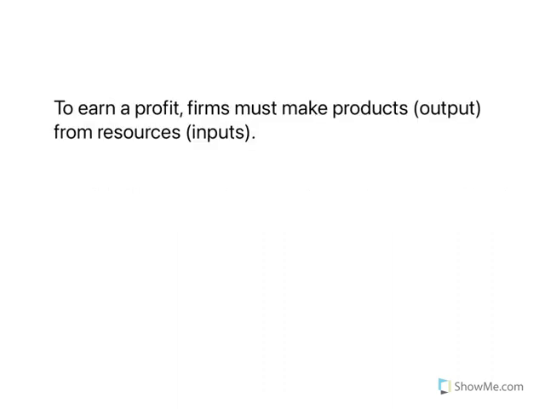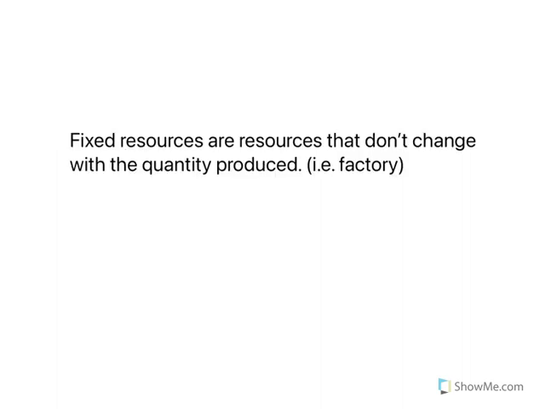So the basic idea here is that to earn a profit, firms have to make products or output from resources, which you learned in Unit 1 are called inputs. Now there are two types of resources I want to focus on here, and I'm not talking about labor, capital, and land. I'm talking about fixed resources, which are resources that don't change with the quantity produced, i.e. a factory. In other words, it's really hard, say you're producing 7 trucks versus 20 trucks, to suddenly have more factories as you're producing more trucks.